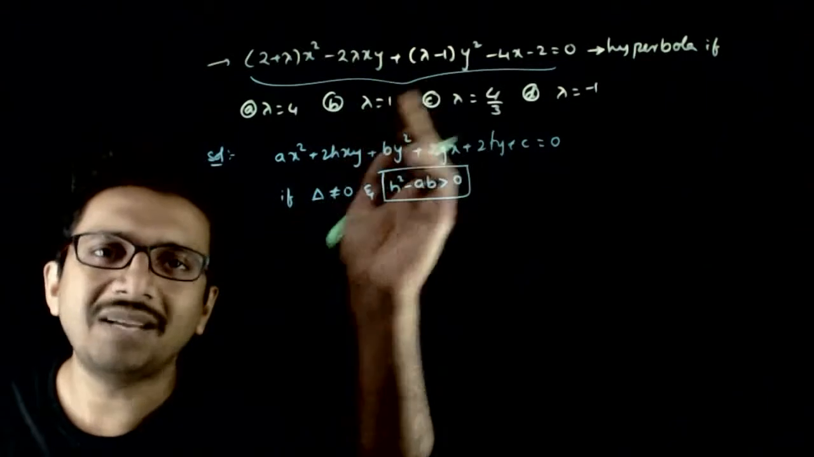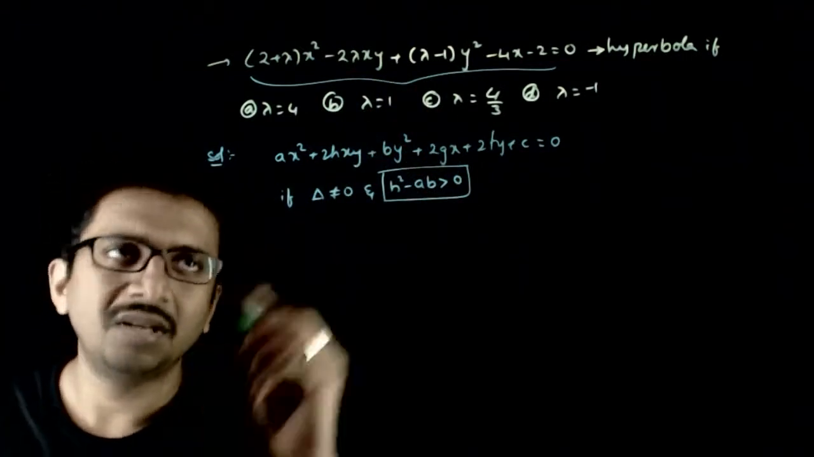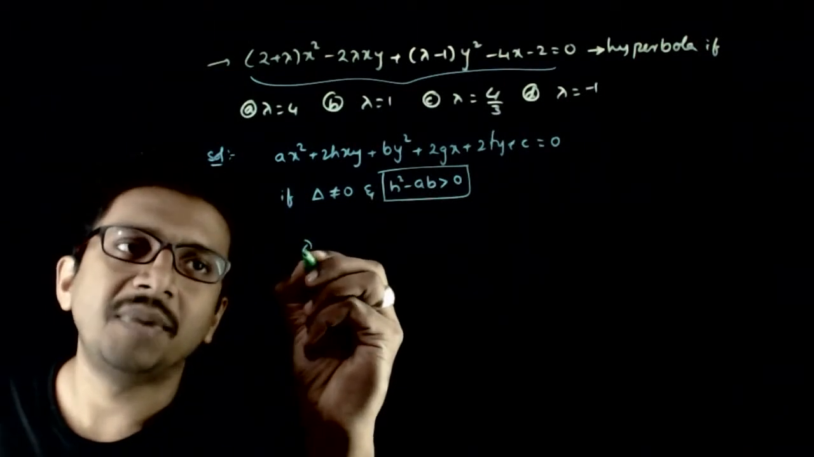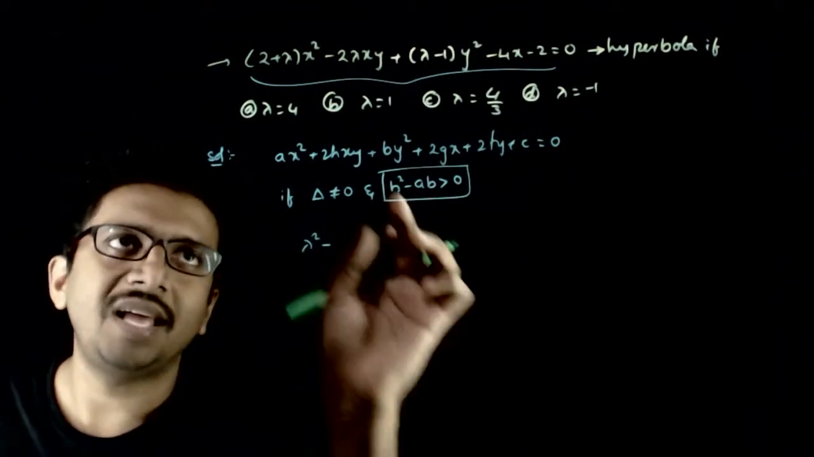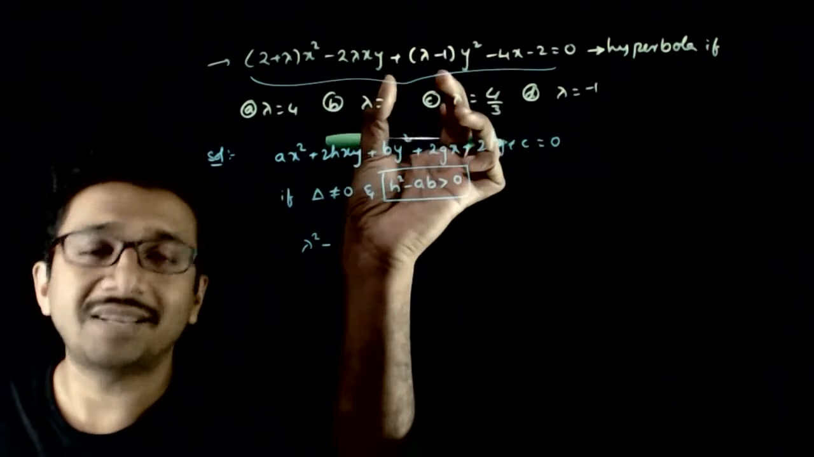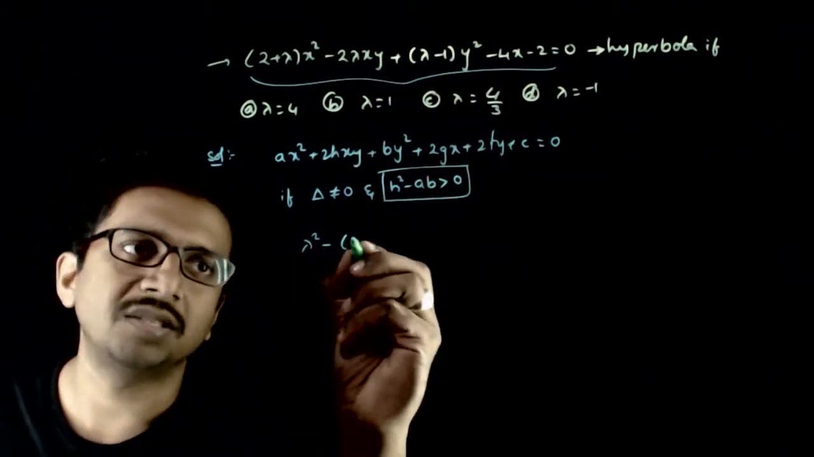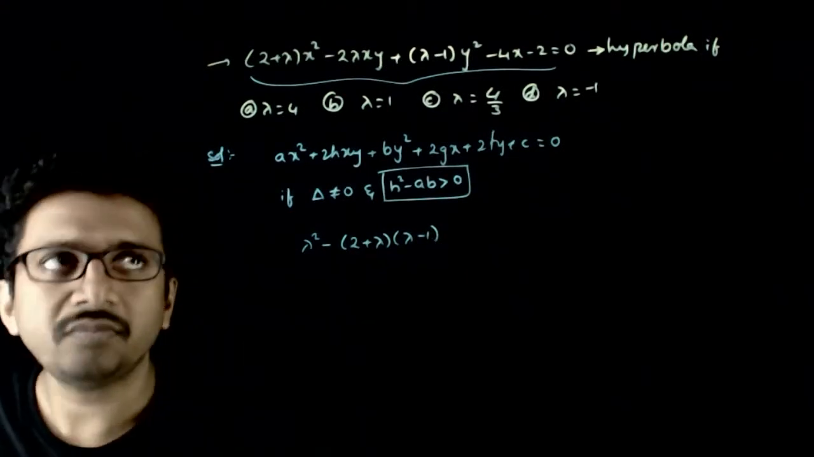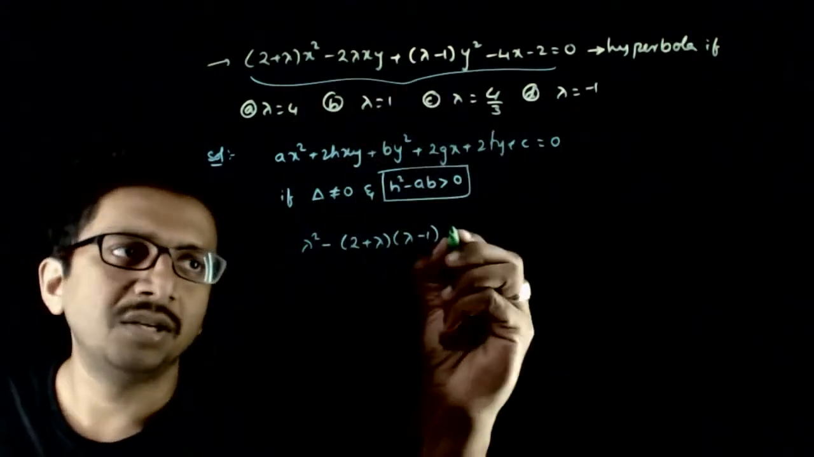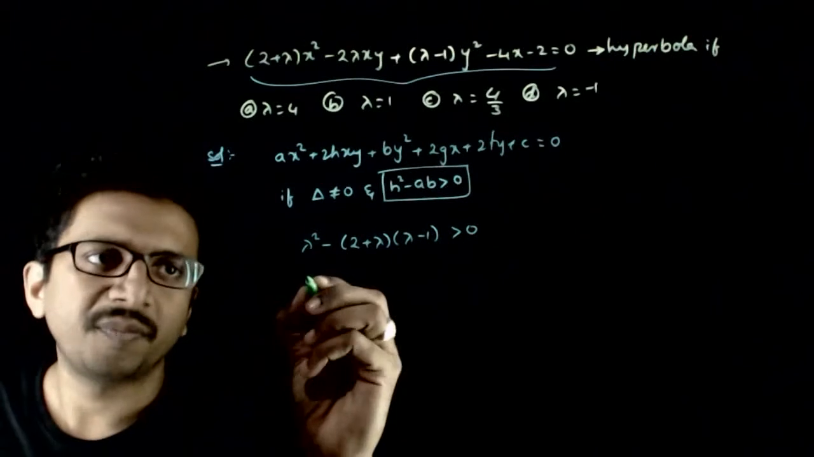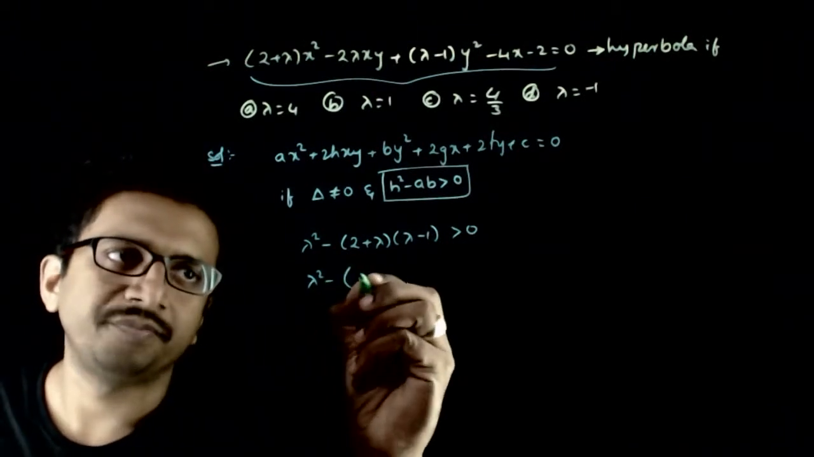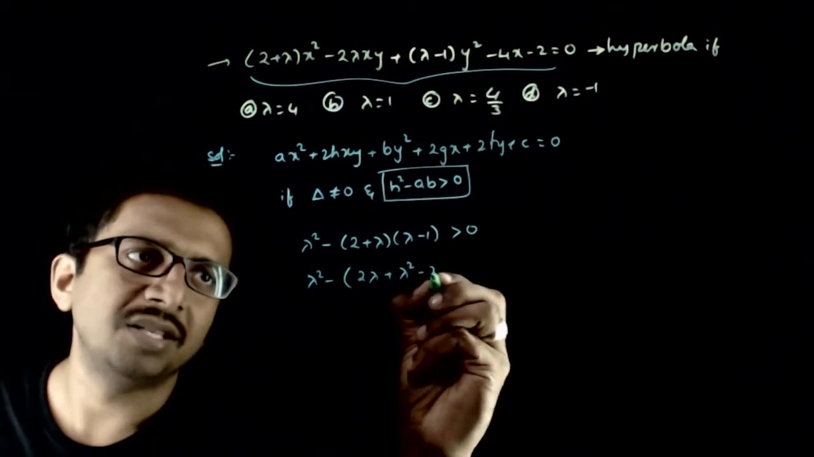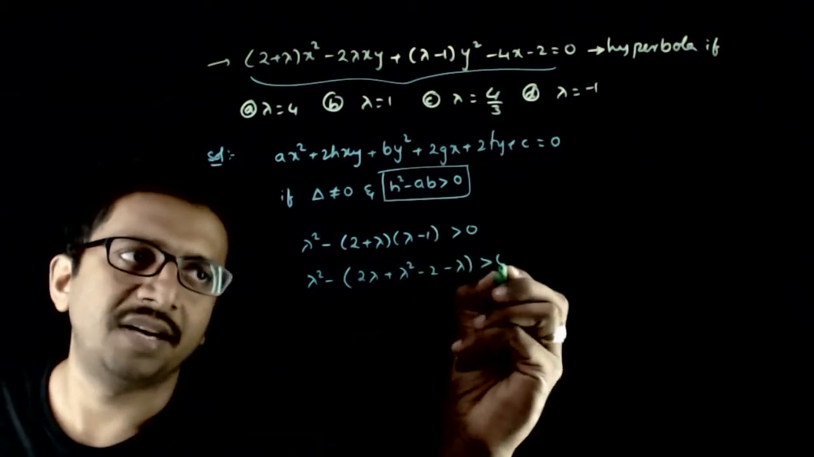h square minus ab has to be greater than 0. So what is h square here? h square is lambda square, minus a into b. a is the x square coefficient, b is the y square coefficient, that is 2 plus lambda times lambda minus 1. h square minus ab should be greater than 0. So lambda square minus of 2 lambda plus lambda square minus 2 minus lambda is greater than 0.